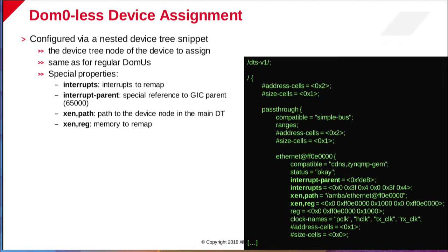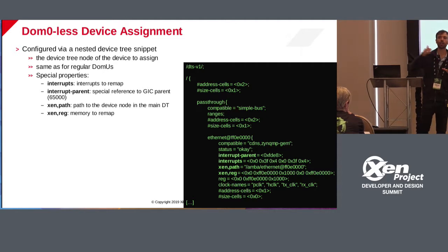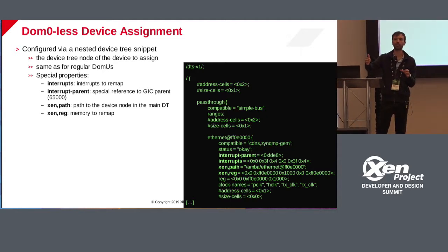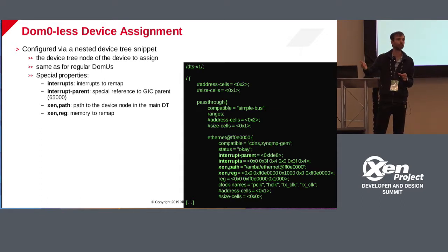Xen path is to point to the path on the host device tree of the device you want to assign. And Xen reg is the memory map information. So the memory region of your device, at what location in the guest pseudo-physical address space do you want to have it mapped? One-to-one, or a different location. That's what the attribute is.